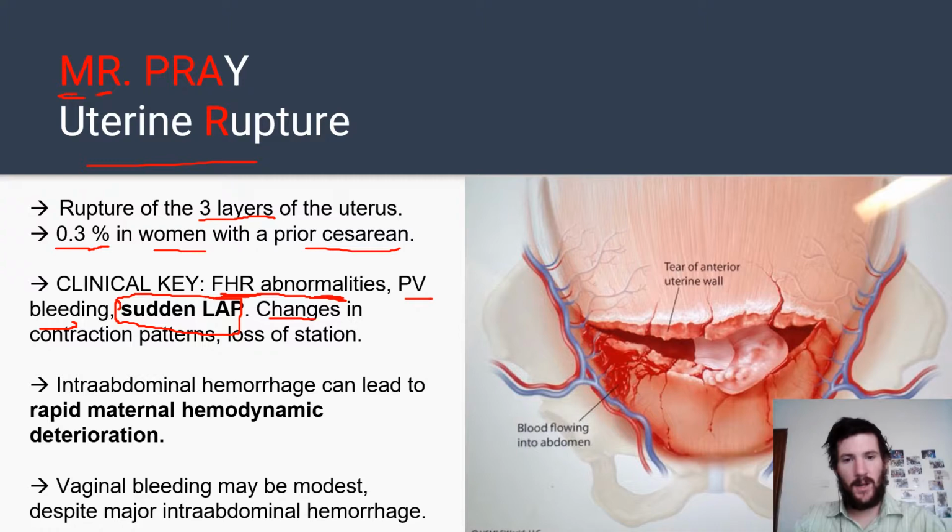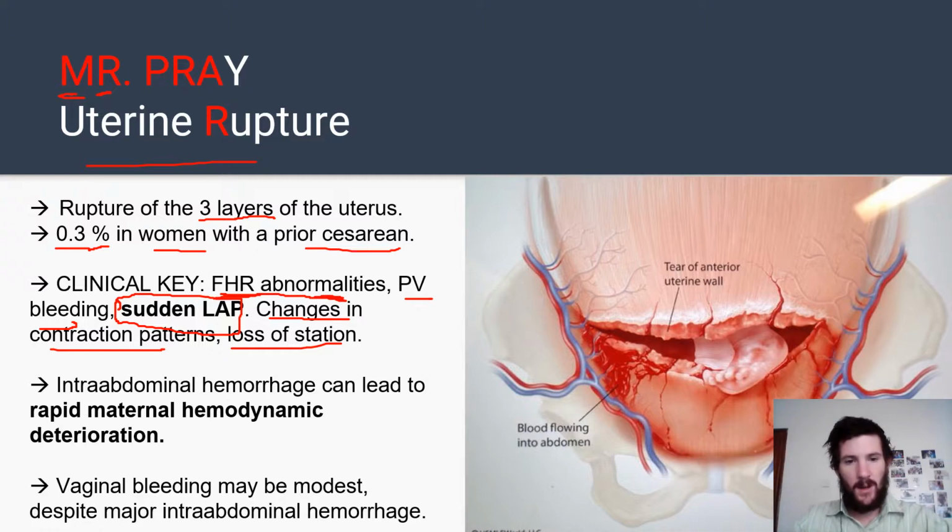And the other clinical key here is the change in the contraction pattern. As I said, if the mother is in labor, she will have a normal pattern of contraction, for example, 2 in 10 minutes or 3 in 10 minutes, and of a certain time each one. But she can have a change in the contraction pattern. So starting with a lot of contractions or stopping the contractions will be a change. And also a loss of station. So the head will be engaged, for example, 2/5, and after the rupture, the head will go up again and it will be floating, for example.